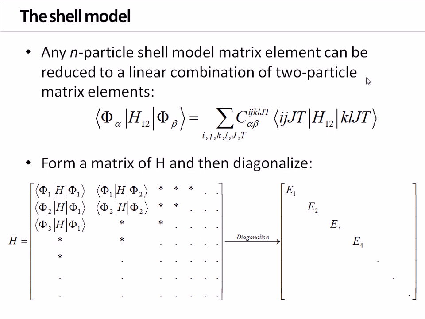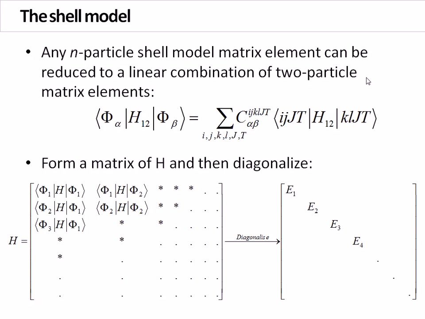So one of the crucial things in the shell model is that any n-particle shell model matrix element can be reduced to a linear combination of two-particle matrix elements. So the things that we're going to want to calculate, or that are going to parameterize our interaction, are these matrix elements between these very complicated products of single particle states. So these are two different single particle Slater determinant states, and we have our residual interaction H12, which was the bit that wasn't the central potential. And these involve however many nucleons are in the nucleus that you're interested in.